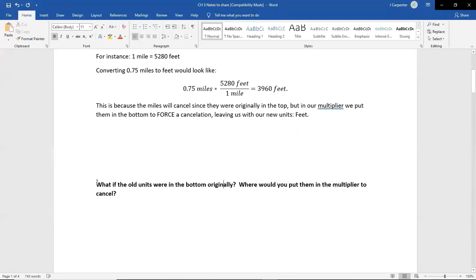So in that instance, that example I just quickly discussed, what if the old units were originally in the bottom? Where would you put them in the multiplier to get rid of them? So that example that I just verbally discussed, we're now going to show it.